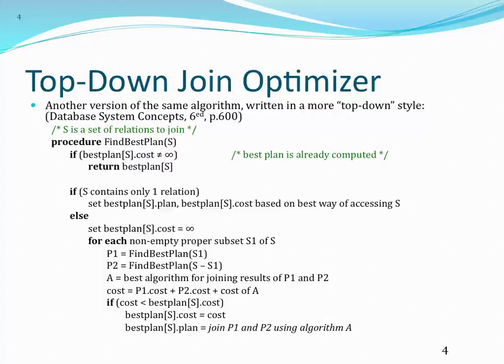We already have it. In fact, we'll already have all the optimal plan costs and plans for all the subsets of S as well, because we'll have already looked at all of them. Everybody see how this works? Again, I don't like it, but it's out there.